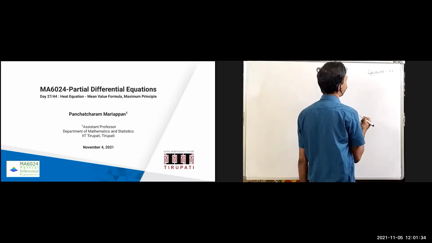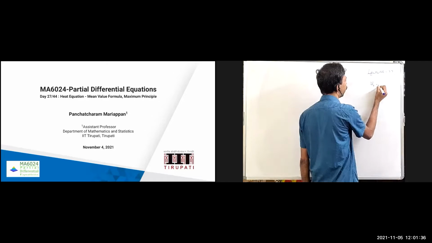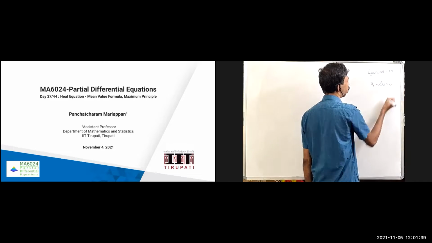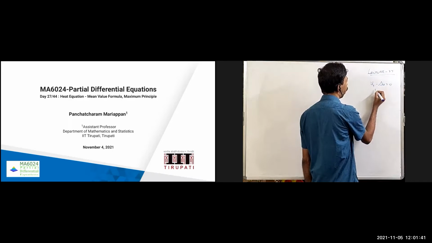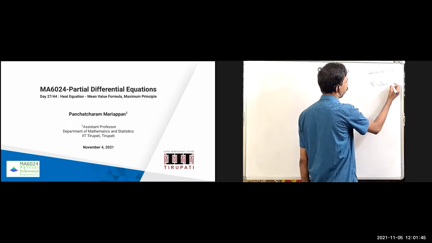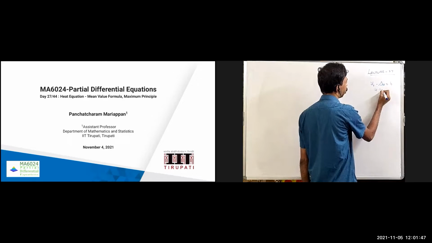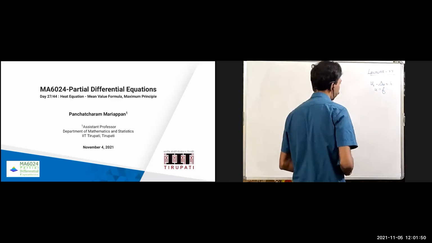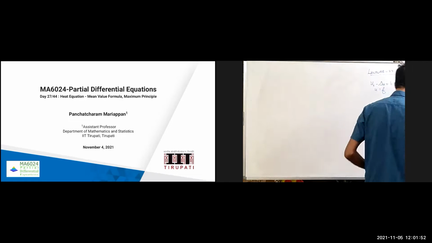So the heat equation is something like u_t minus del u equal to 0. We have discussed different things. One is del u equal to 0. Then we have this problem also, we have discussed u equal to f, and then we have obtained the solution for that. Now, the mean value property we were discussing.